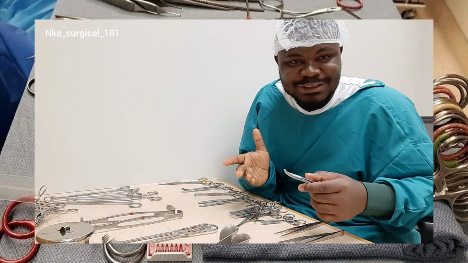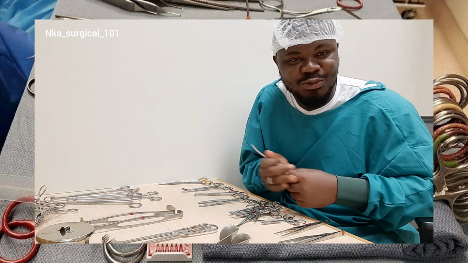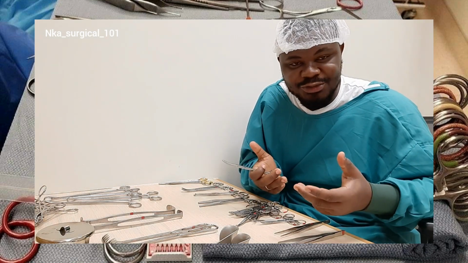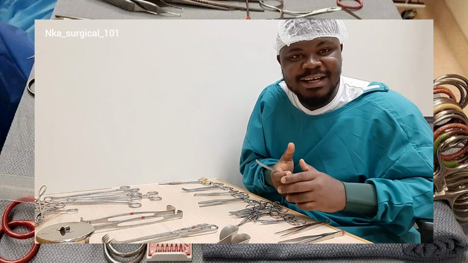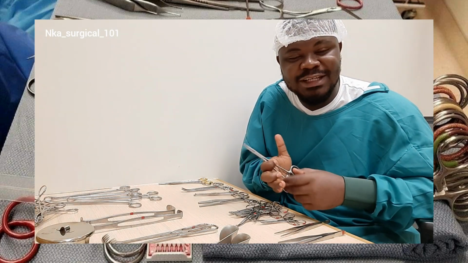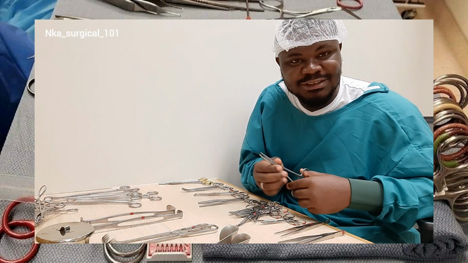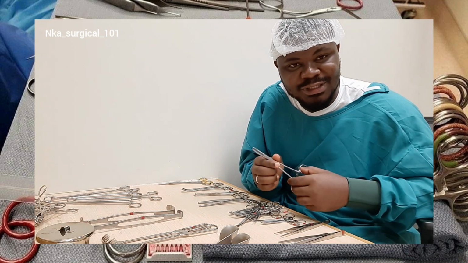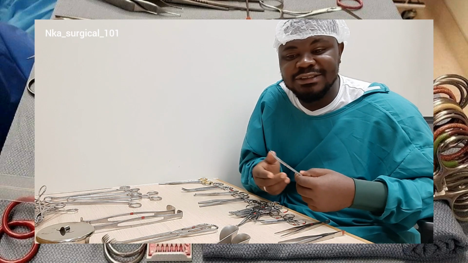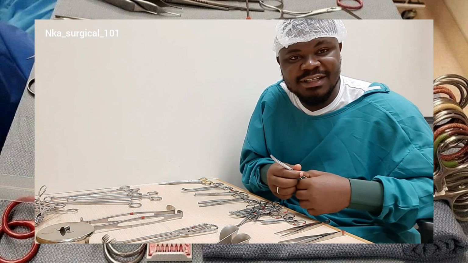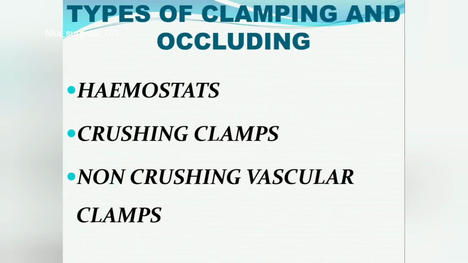The second classification of surgical instruments is the clamping and occluding instruments. During surgery, when surgeons cut the tissues and then dissect, there may be bleeders. So you may need the clamping and occluding instruments to clamp and occlude the bleeding vessels. Some examples are the hemostats, the intestinal clamps, etc.